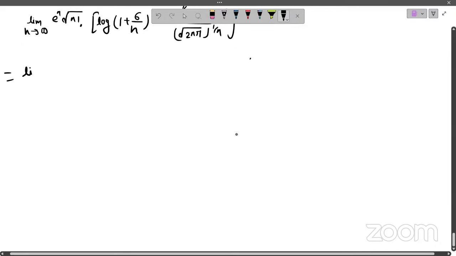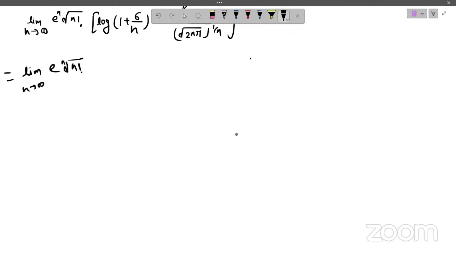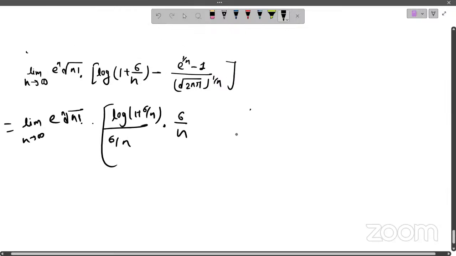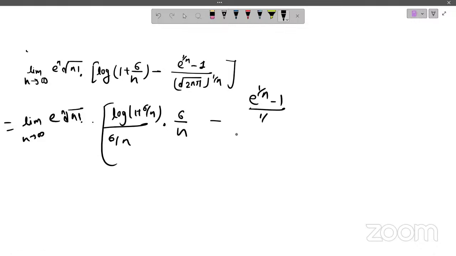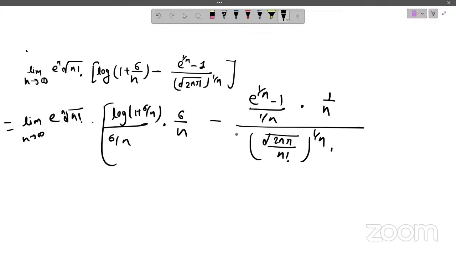It turns out that this is nothing but the limit n tending to infinity of e to the nth root to the power n, into log of 1 plus 6 by n upon 6 by n, into 6 by n, right? This term we have sorted out. It will become e to the power 1 by n minus 1 by 1 by n, and upon this is again into 1 by n. This we multiplied and divided by 1 by n, right? Now below we have under the root of 2n pi upon n factorial to the power 1 by n into n factorial to the power 1 by n.